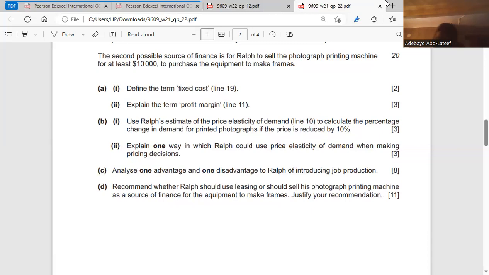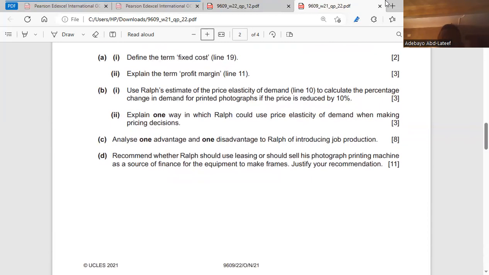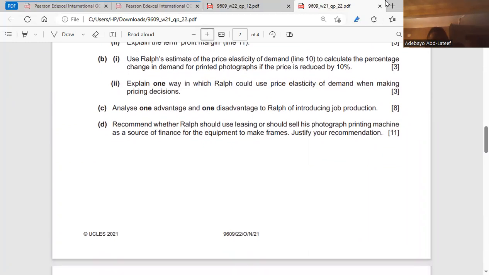Clear. So I only mentioned one of those. Yeah, you mentioned the three. No, it's 3 points, right? They said explain one way. Yeah, just choose one. Okay. Don't mind me. That's okay.